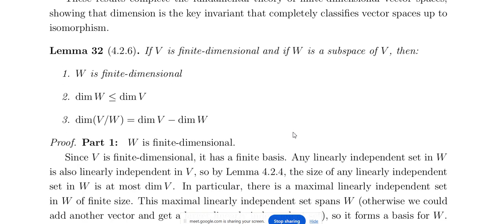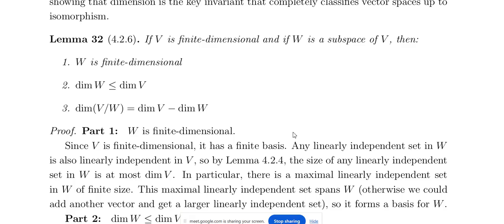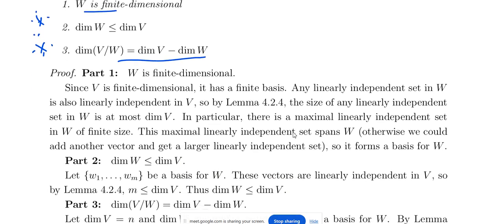If V is finite dimensional and W is a subspace of V, then W is finite dimensional, and the dimension of W is less than or equal to the dimension of V. So the dimension of V by W is always equal to the dimension of V minus the dimension of W. All of these are very important, particularly the last one, the third one.